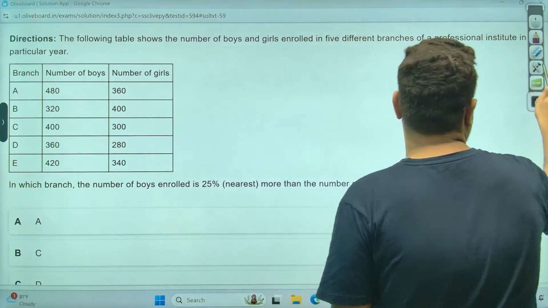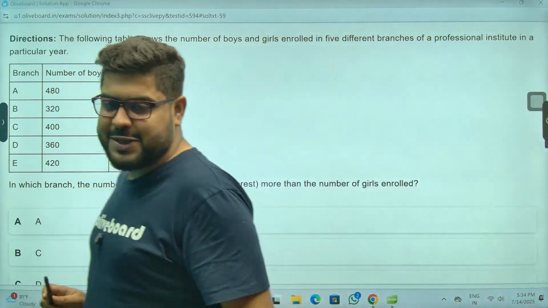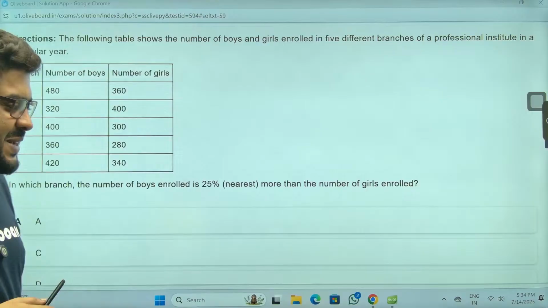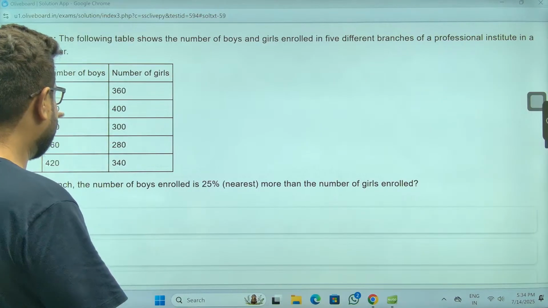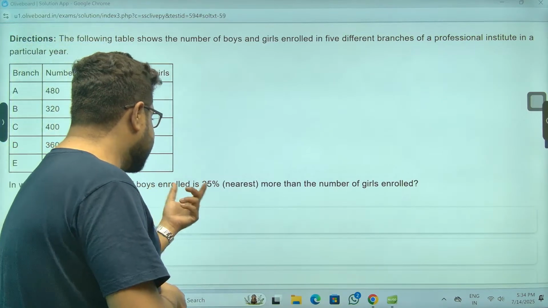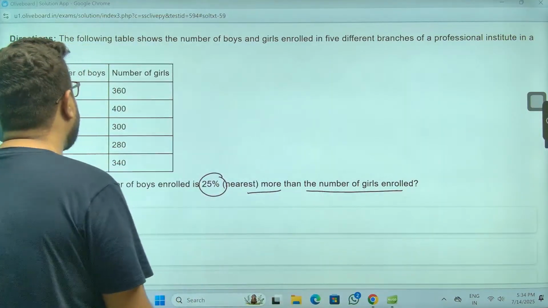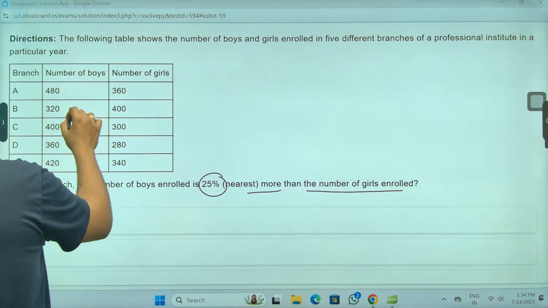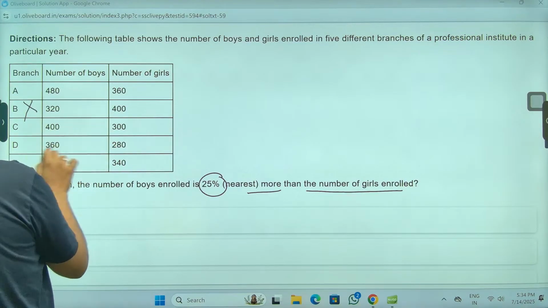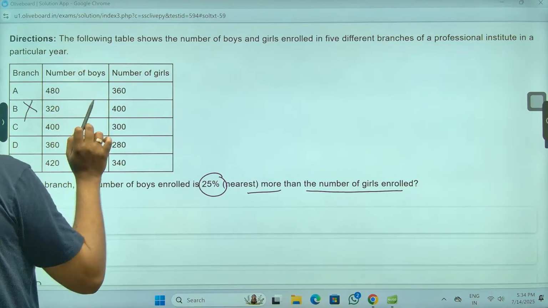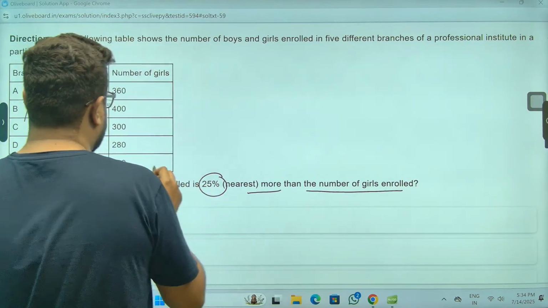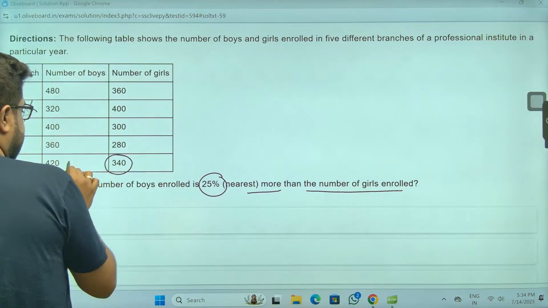Next one, please make sure. Then nobody should get full marks. Don't know. Okay, which branch has the number of boys enrolled 25% nearest more than the girls? Boys will be more, so this can never be the answer. It could be in the rest. 25% more. How much is that gap?